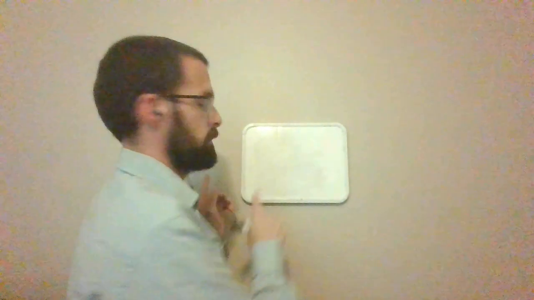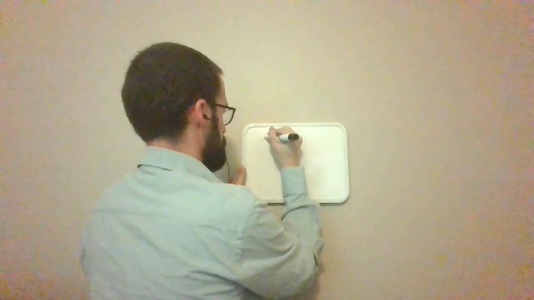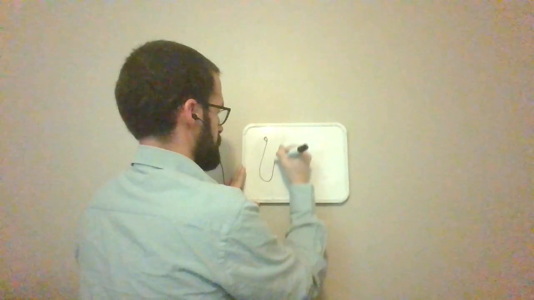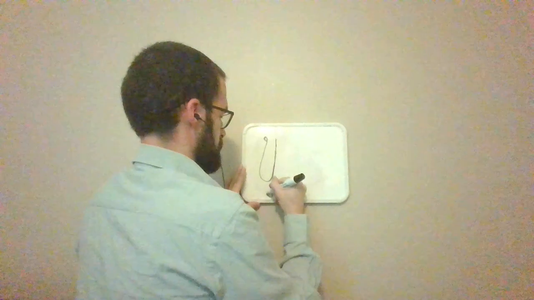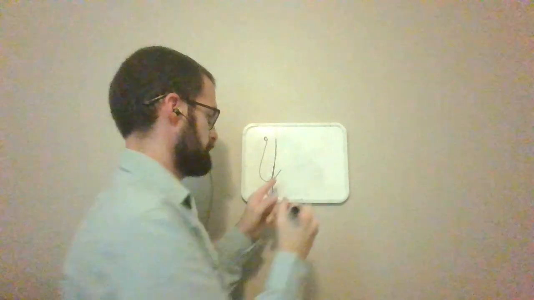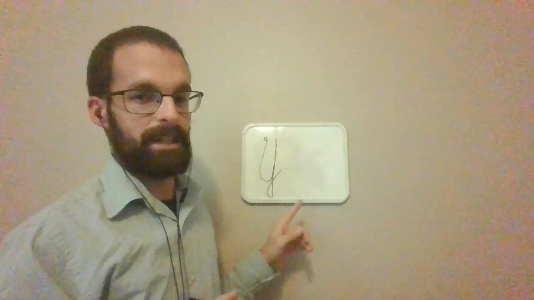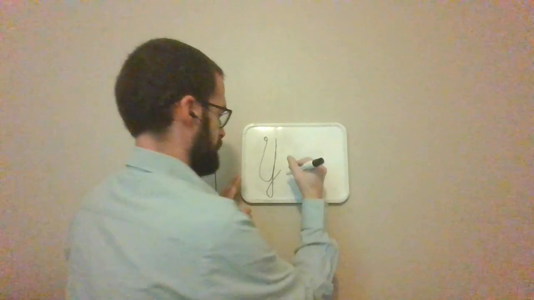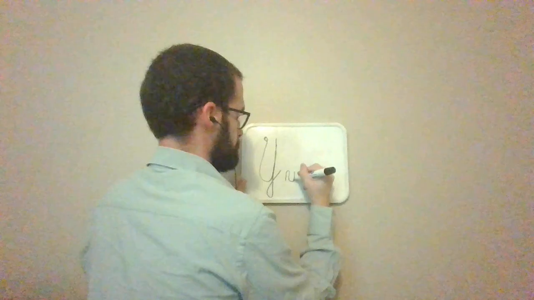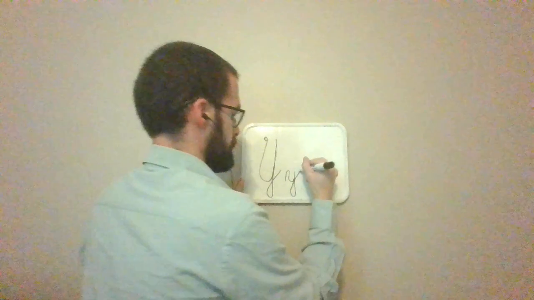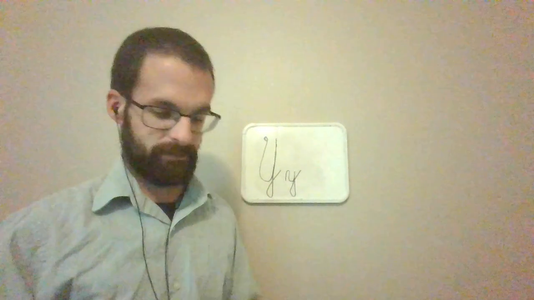And now we're going to complete the Y. Come up and over, come down, go back up, come back down all the way, make a little circle at the bottom, got your little swirl right there. And now we're going to do a lowercase y. Start at the bottom, up and over, come back up, come down, and you got yourself a Y.